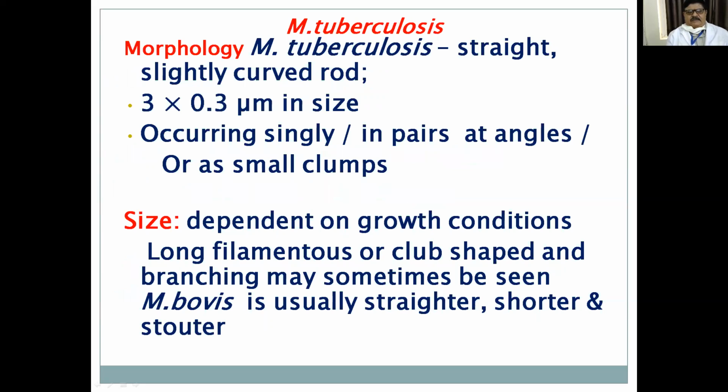Now coming to Mycobacterium tuberculosis: slender, slightly curved rods, about 3 microns in size, singly or in pairs or at angles or small clumps. The size actually depends on growth conditions. Long filamentous, club-shaped and branching forms may be seen. That's why I said myco. But again, Mycobacterium bovis is usually straighter, shorter and stouter. So remember, straighter, shorter and stouter.